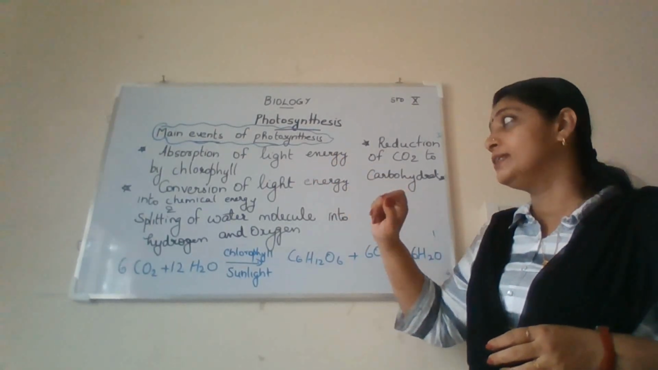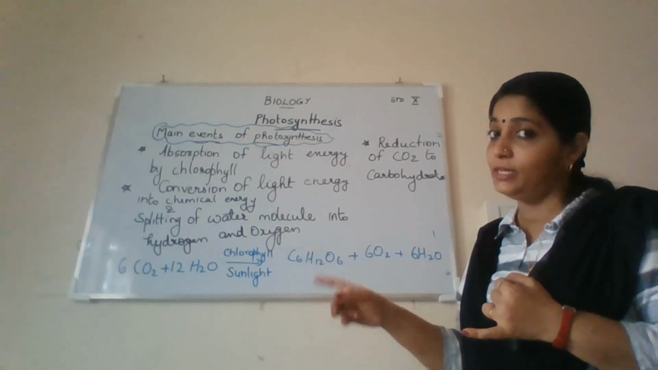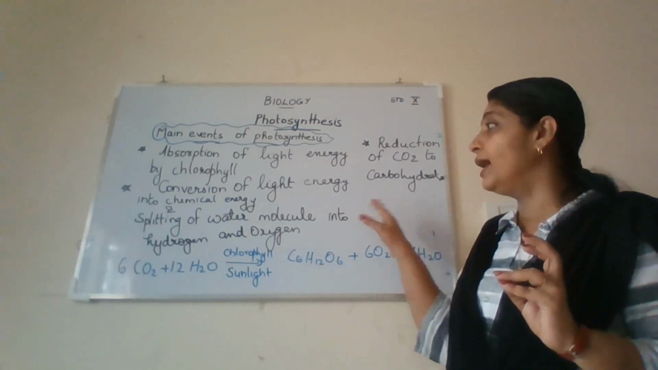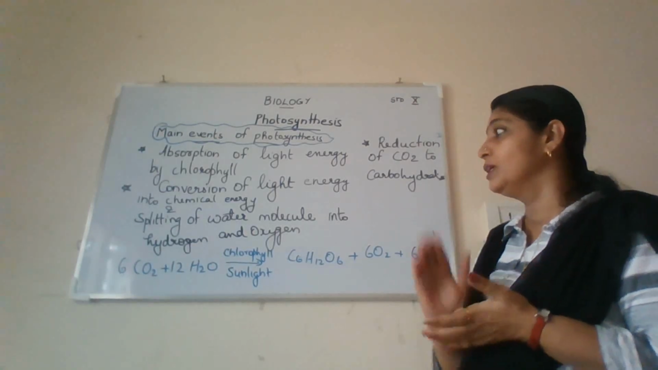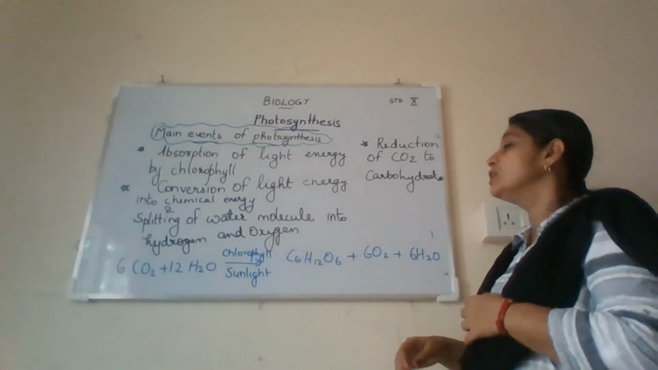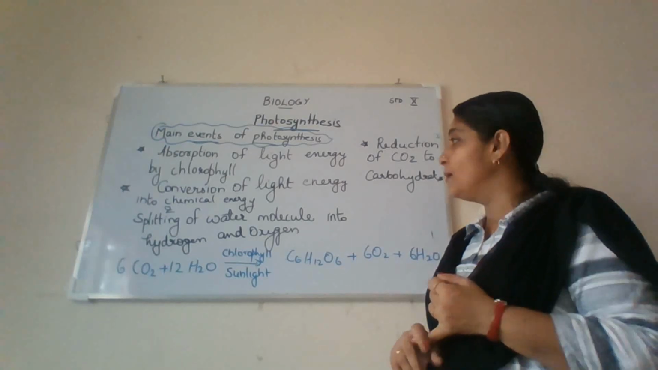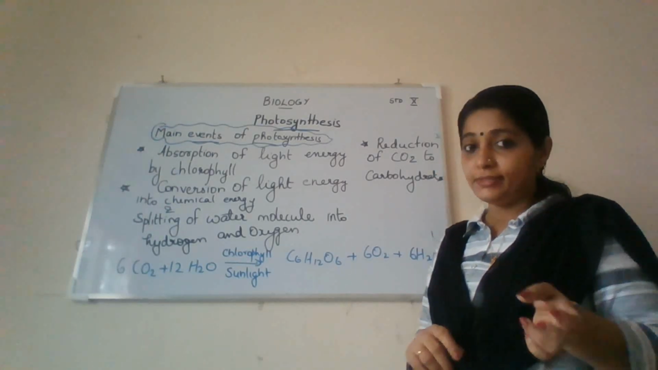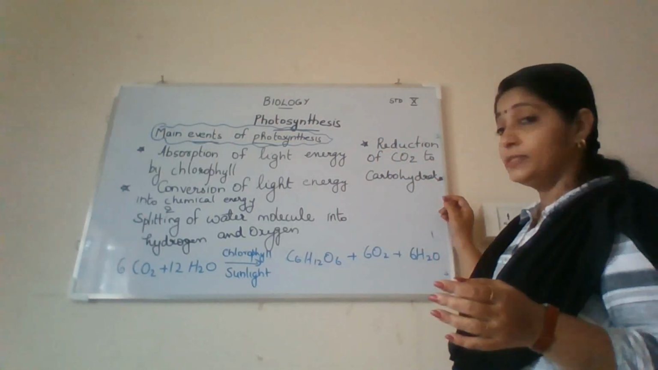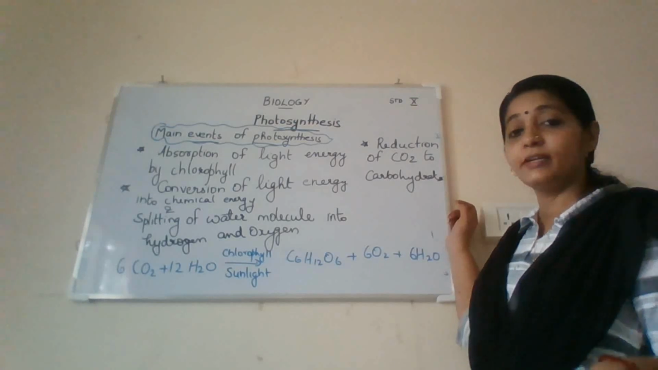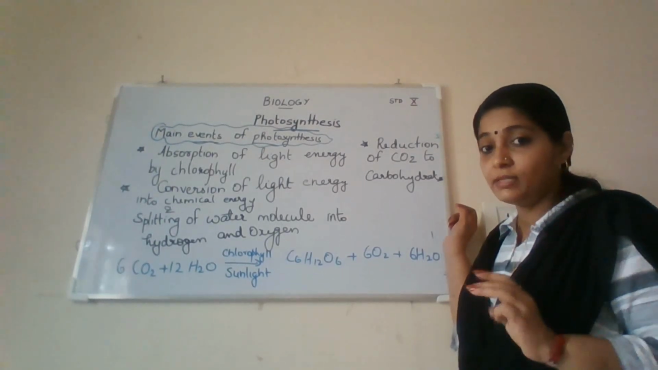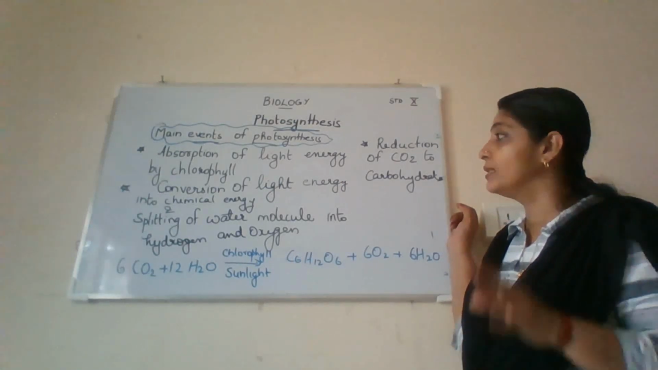And the second main event is the conversion of light energy into chemical energy, and splitting of the water molecule using this chemical energy into hydrogen and oxygen. Water is H2O. So the splitting of the water molecule takes place with the help of this chemical energy to form hydrogen and oxygen. And the third step is the reduction of carbon dioxide to form carbohydrates. These are the three main events involved in the process of photosynthesis, and this is very important.